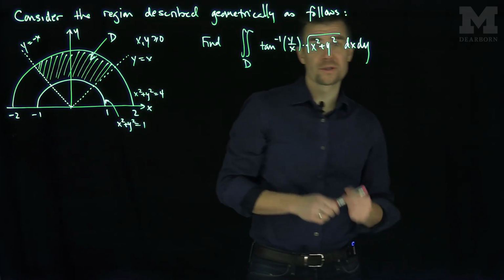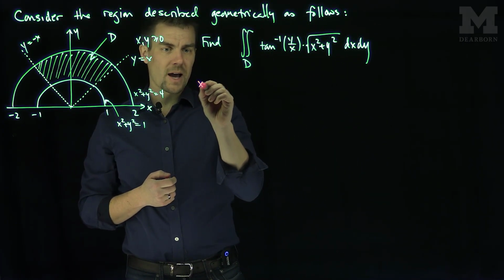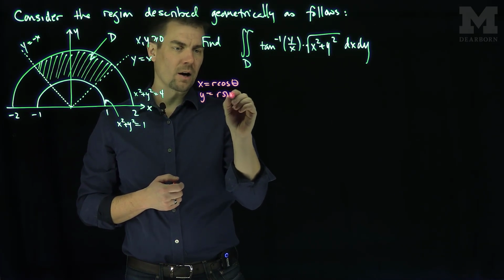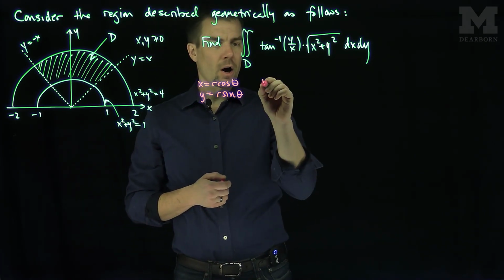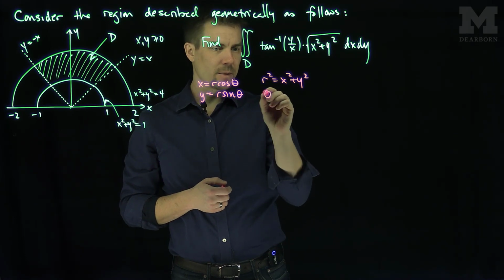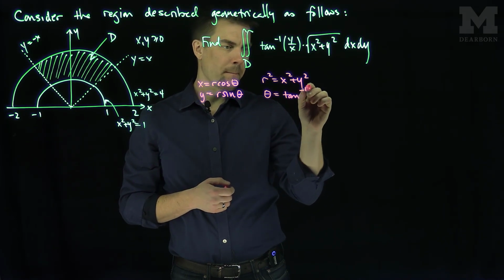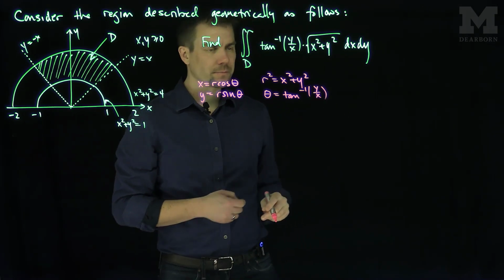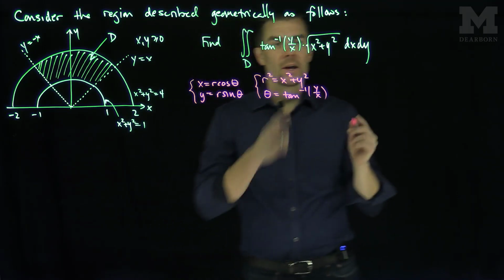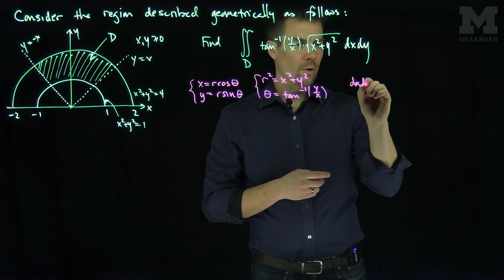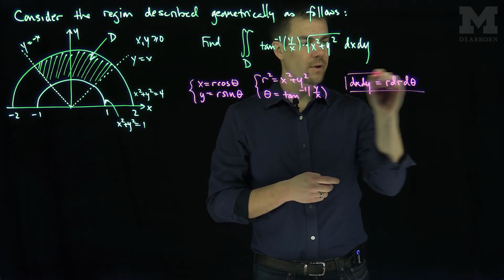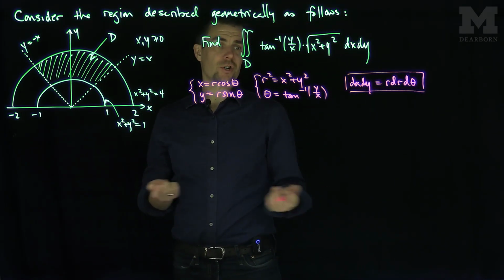So remember, when we change to polar coordinates, a couple things happen. In polar coordinates, x becomes r cosine theta, y becomes r sine theta, r squared becomes x squared plus y squared, and theta becomes tangent inverse of y over x. These are how x and y and r and theta relate. I know that dx dy in polar coordinates turns into r dr d theta. So my differential element changes, and then my limits of integration change.